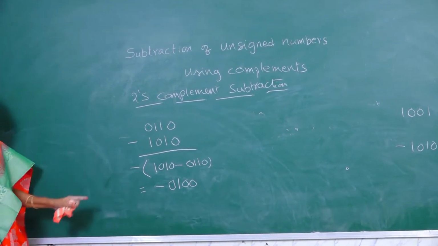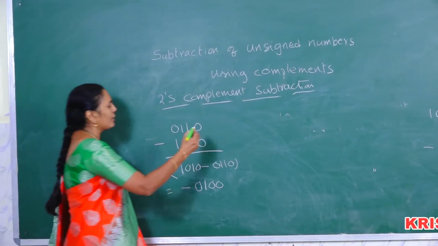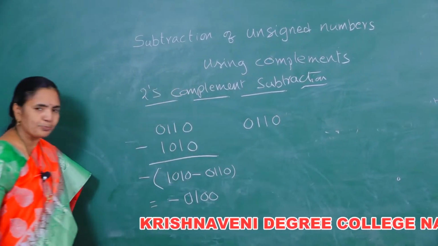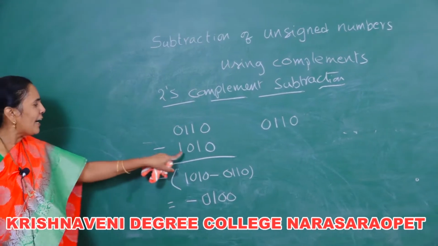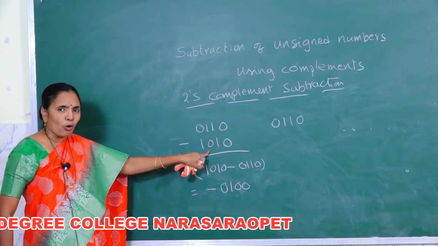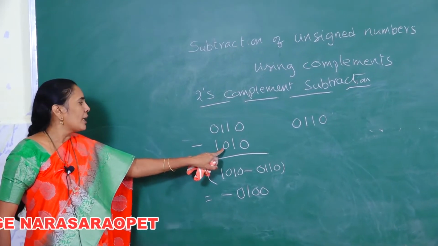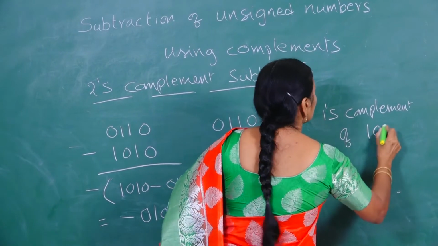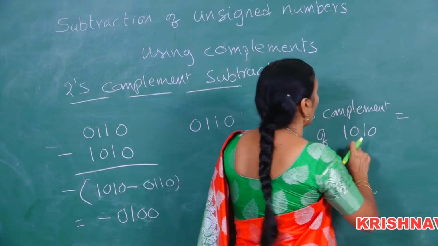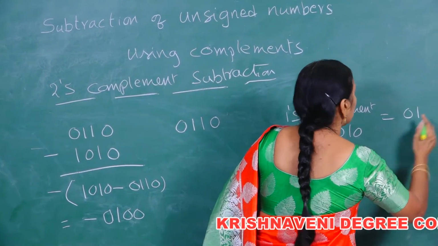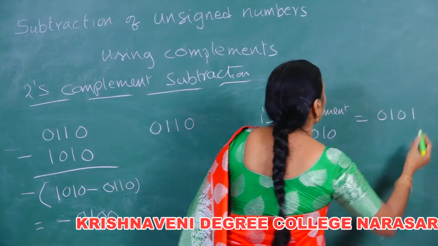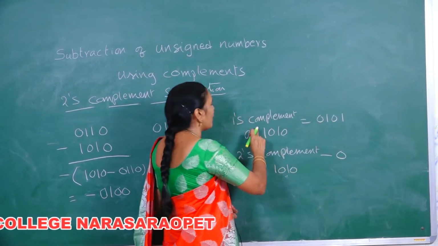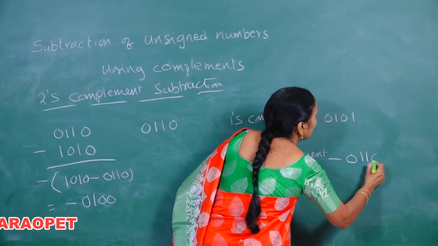Here, when we are going to do the 2's complement subtraction, what is the procedure? The positive number will be written as it is, 0110. Here, as I have to do the subtraction, this number becomes the negative number, so I have to get the complement of it. One's complement of 1010 will become 0101. 2's complement of that number is 1's complement of that number plus 1, that is 0110.